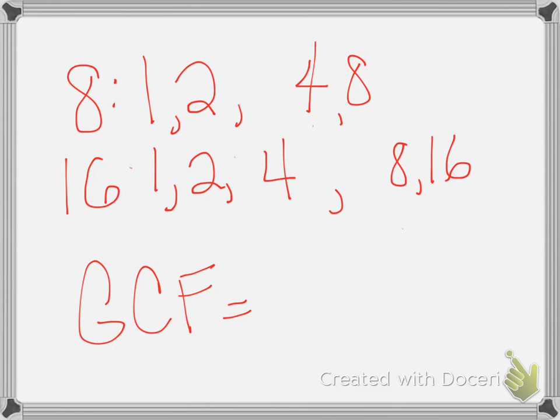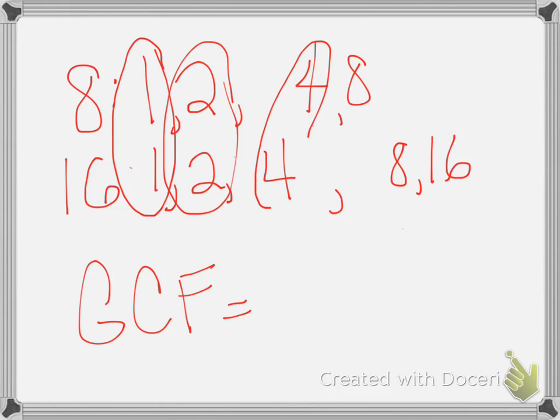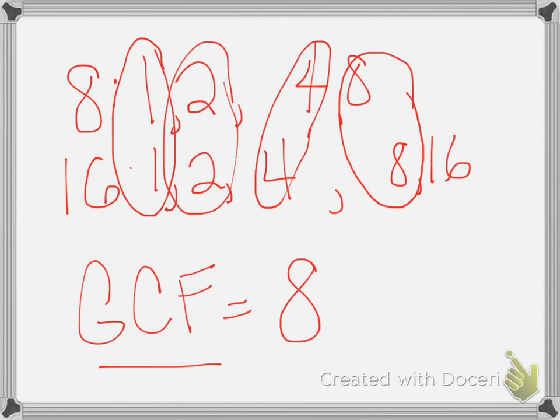They have 1 in common, 2 in common, 4 in common, and 8 in common. So their greatest common factor of 8 and 16 is 8. So that is how you find the greatest common factor.